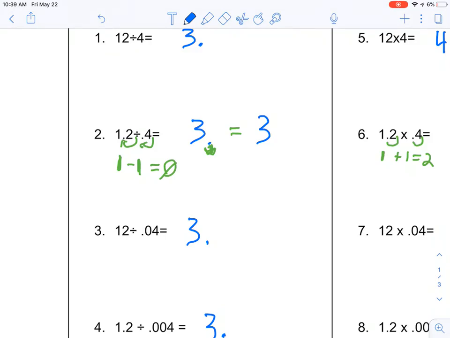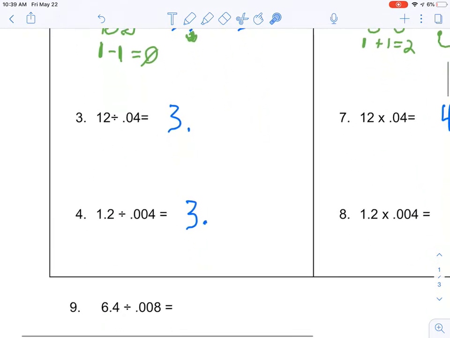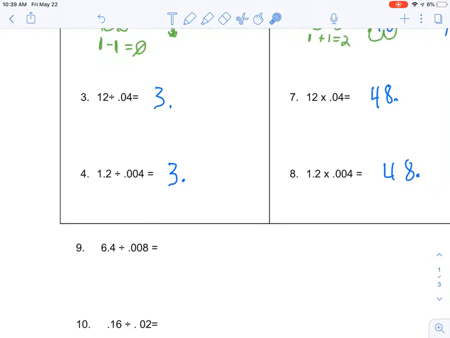Pretty simple there. So remember, when we are multiplying decimals, we add together the decimal movements, but when we are dividing decimals, we subtract them. Okay, super important. So let's go all the way down to the bottom and do another one.